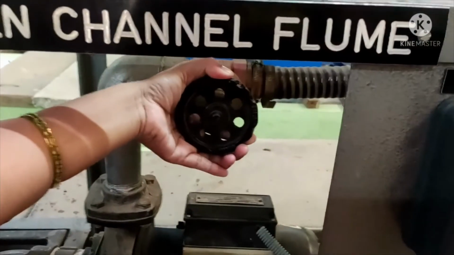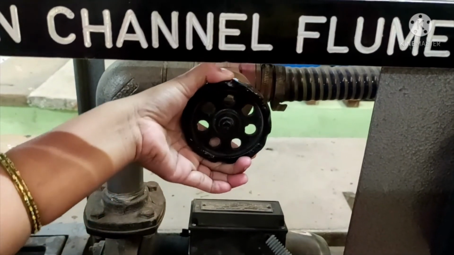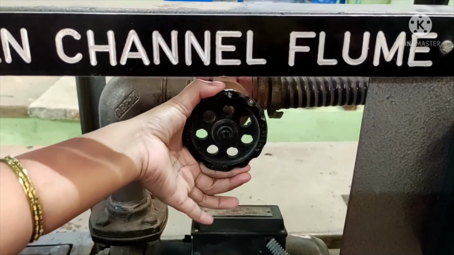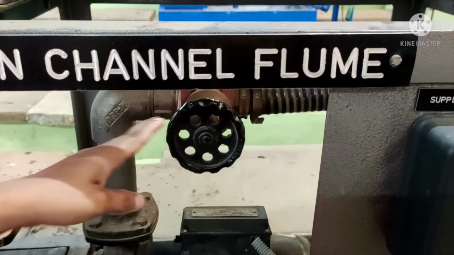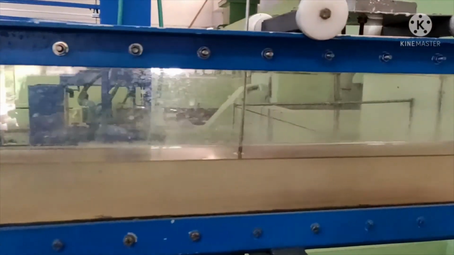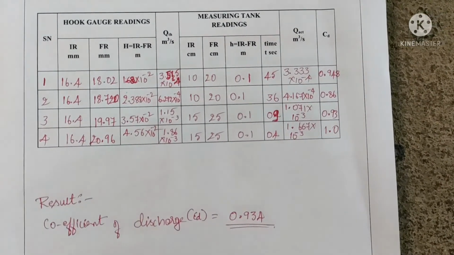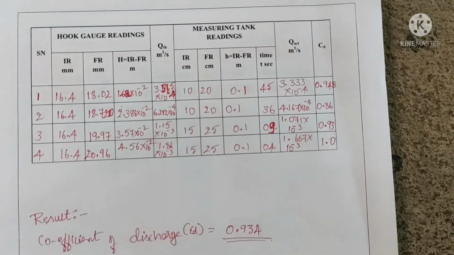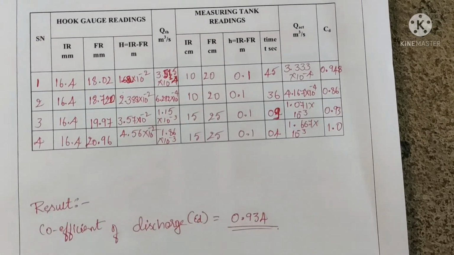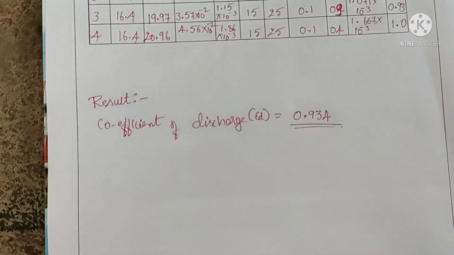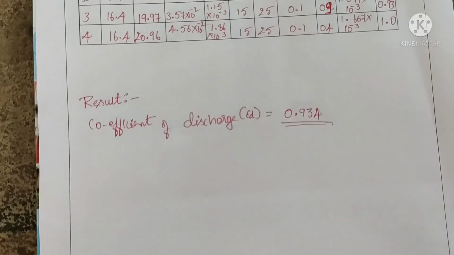Now repeat the experiment by giving discharge by rotating this valve. For the different discharges, we have to conduct the experiment. Tabulate the readings in this tabular column and do the needful calculations as explained, and write the coefficient of discharge for the broad crested weir from the experiment.